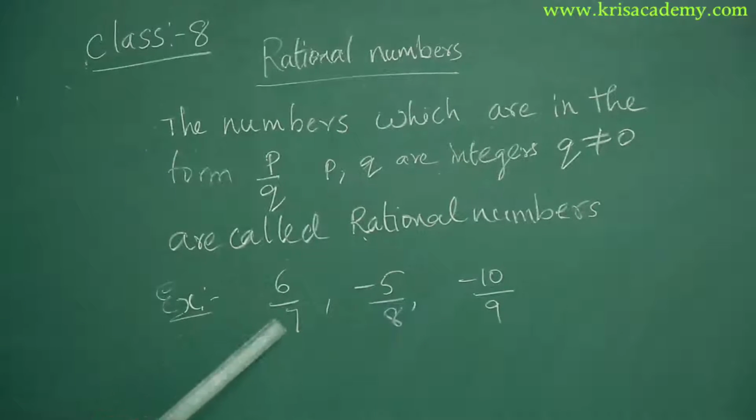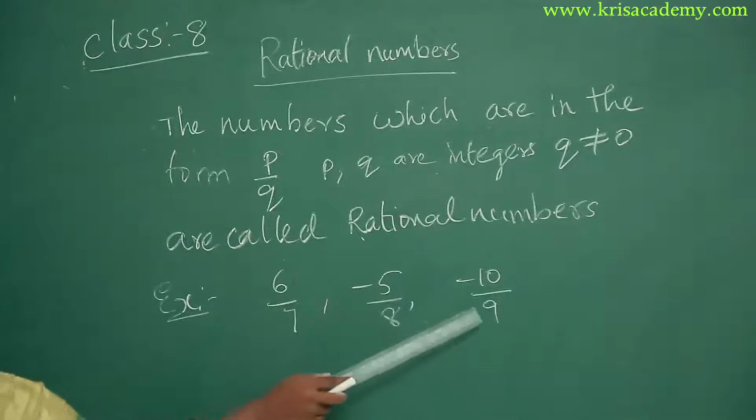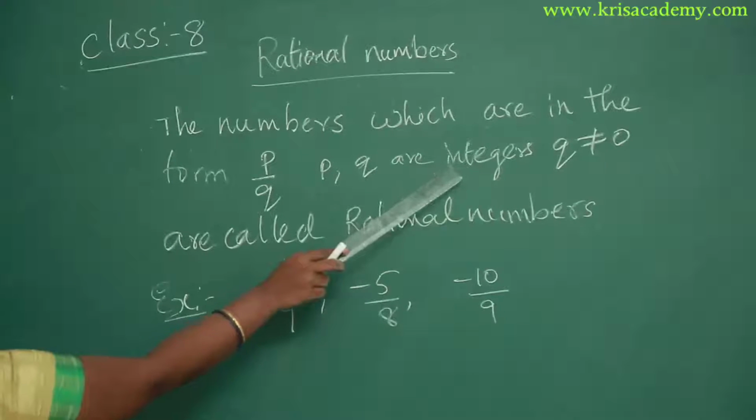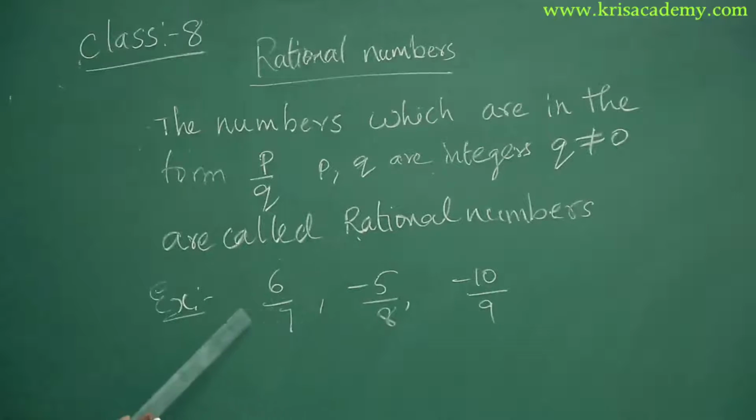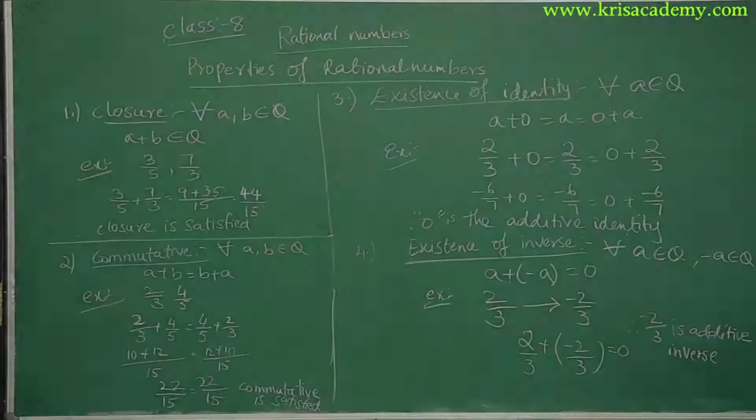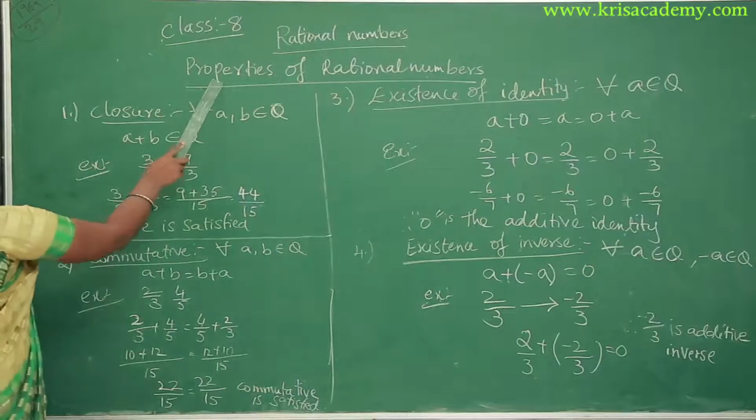Examples: 6 by 7, minus 5 by 8, minus 10 by 9. Since they said integers, we will have negative numbers also. So these are examples of rational numbers. Now let us start the properties of rational numbers.